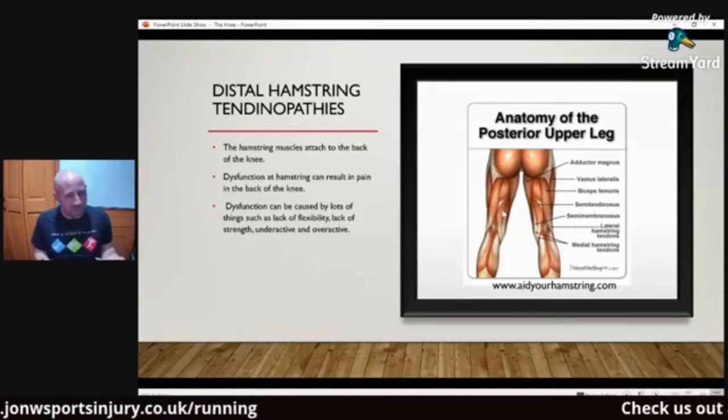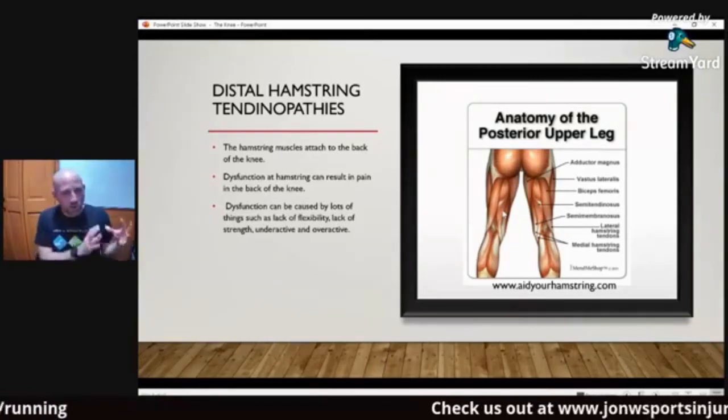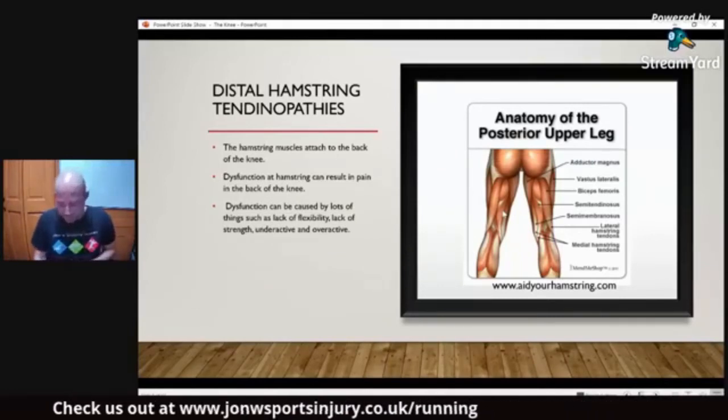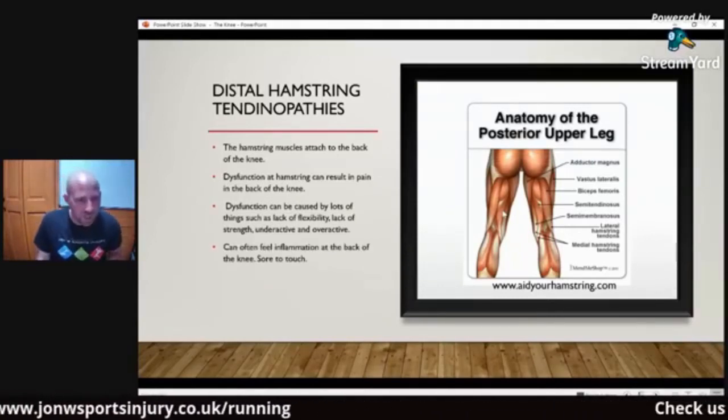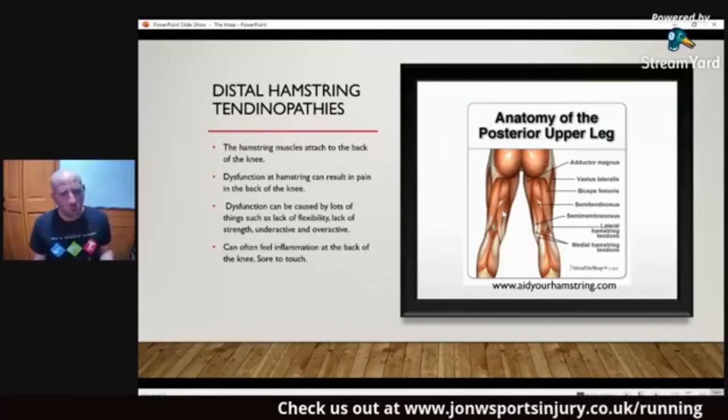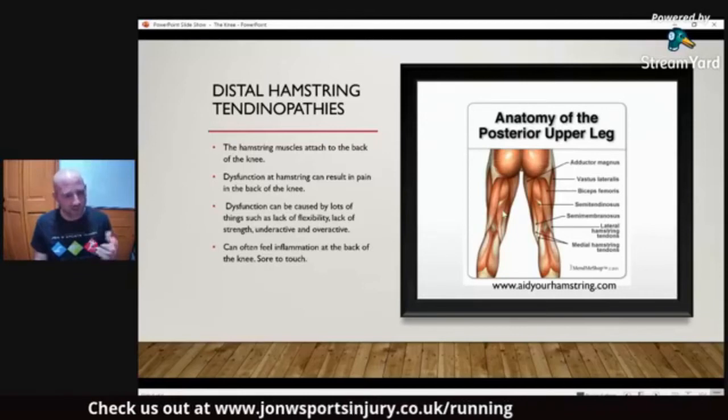But when we have tendon injuries, the first port of call is always really to look at the muscle of that tendon to see if there's any dysfunction in there. So how would this feel? As I said, it's on the back of the knee. It can often be very sore, in particular this back of the knee pain, and very sore to touch.